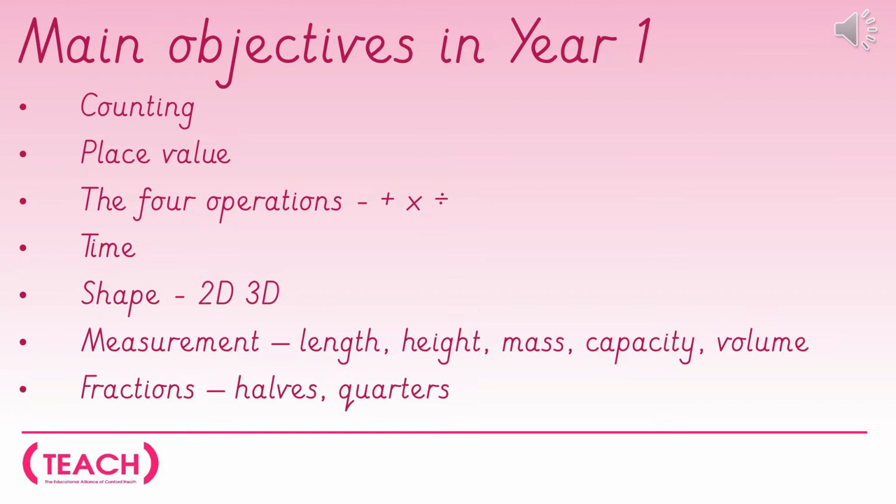So the main objectives in Year 1, first of all, we would focus on counting up to 100, backwards from 100, on or back from any number, and also counting in 2s, 5s and 10s. We would cover place value up to 20 and a little bit higher than that, so that the jump between Year 1 and Year 2 isn't so big.